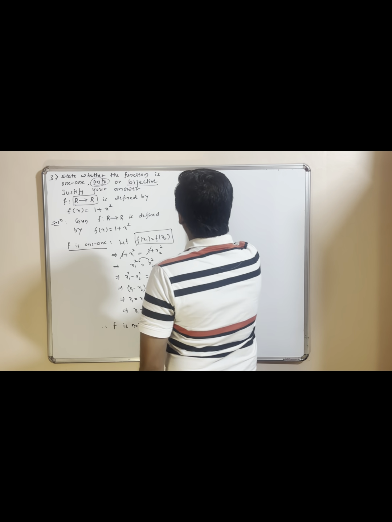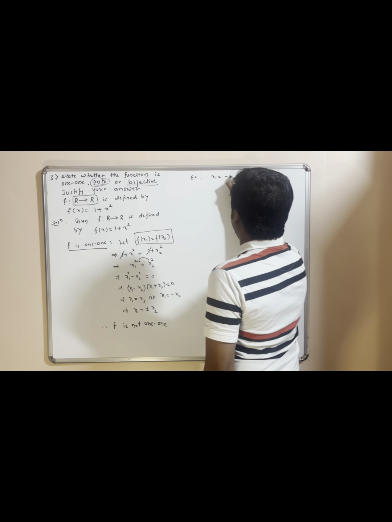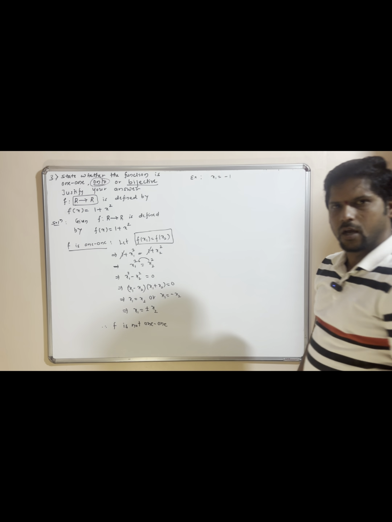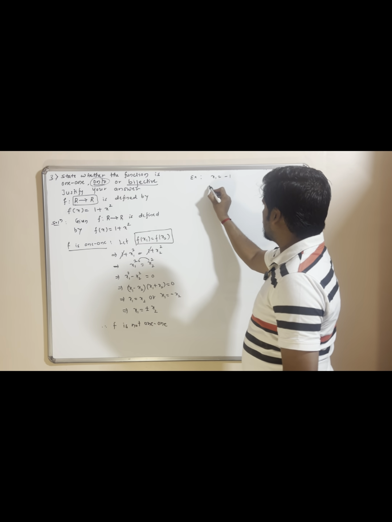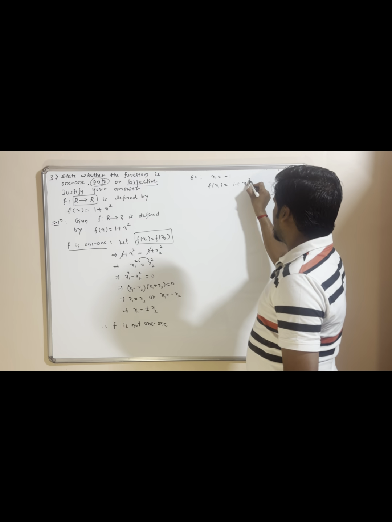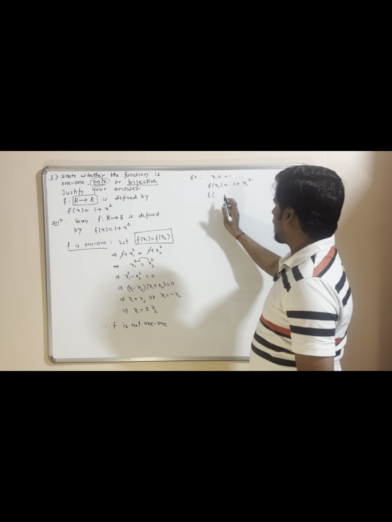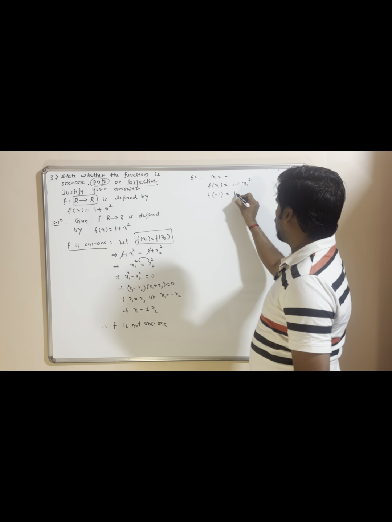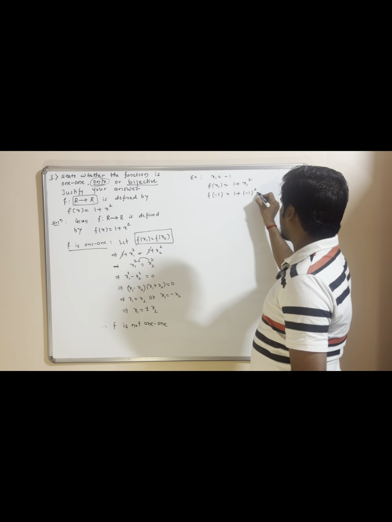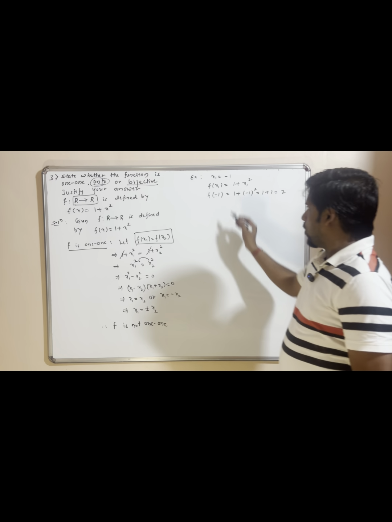See here, one example I will consider here. Suppose x1 is equal to minus 1. Then f of x1 is equal to 1 plus x1 square. Right? Now put x1 equal to minus 1 here. We get 1 plus (minus 1) square. That is 1 plus 1, which is 2. Right? So what about x2?